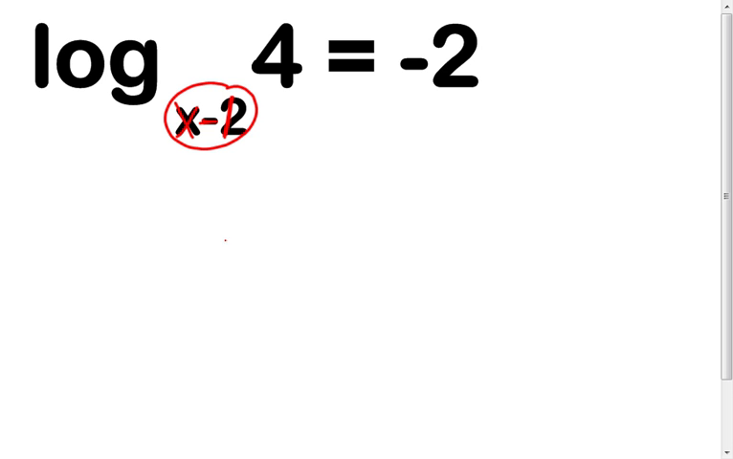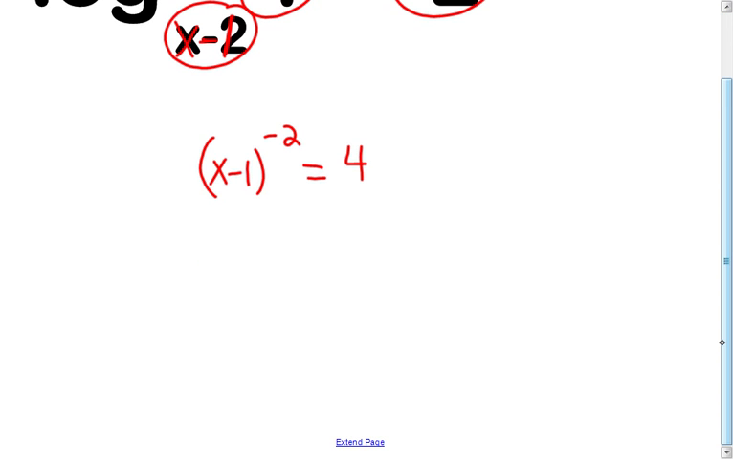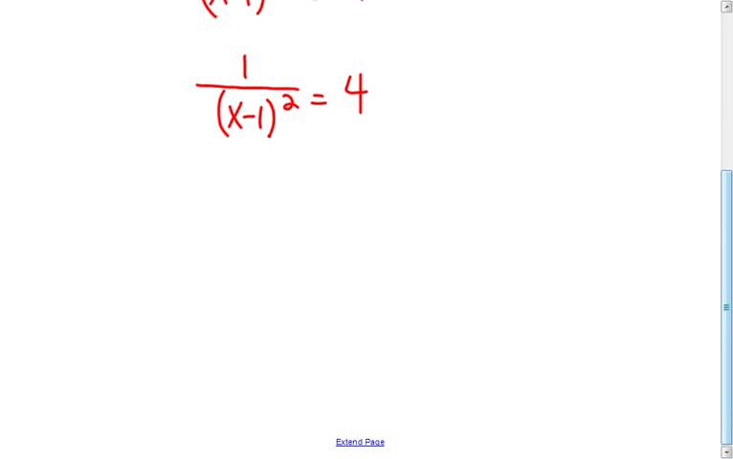This is my base, so that's x minus 1. This is my exponent to the negative 2 power. And of course, this is what it's equal to, is 4. Okay? First of all, when you have a negative exponent, you need to remember your exponent rules. Negative exponent means that it goes 1 over that. And then a super common mistake people will make is they'll square the x and they'll square the negative 1, and they will do it that way. But remember, when you take a quantity squared, it means x minus 1 times x minus 1.